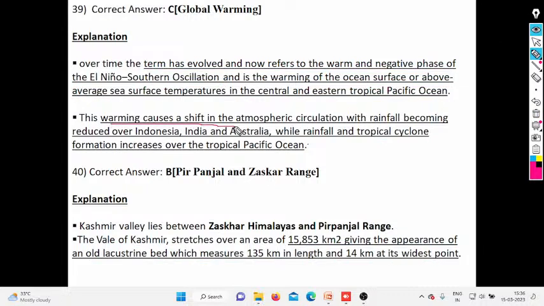The warming causes a shift in the atmospheric circulation, with rainfall becoming reduced over Indonesia, India and Australia, while rainfall and tropical cyclone formation increase over the tropical Pacific Ocean.